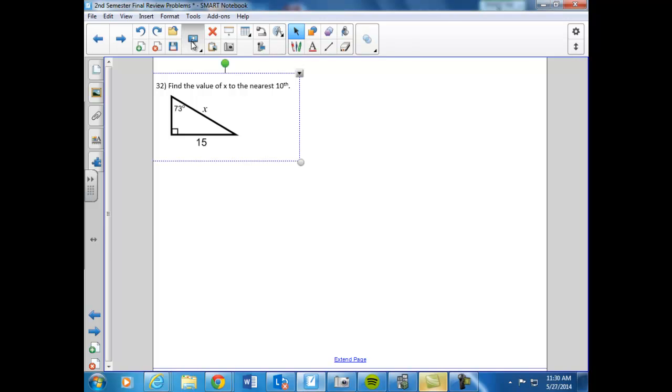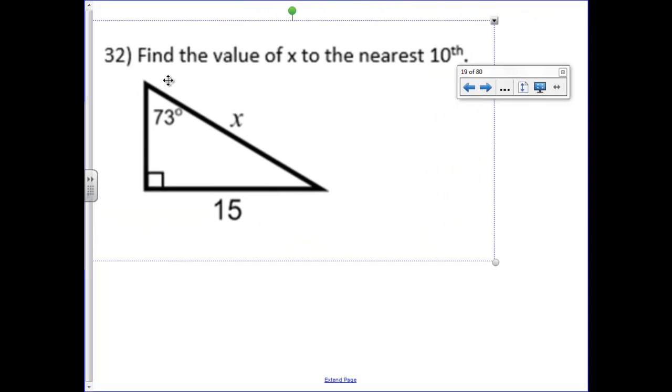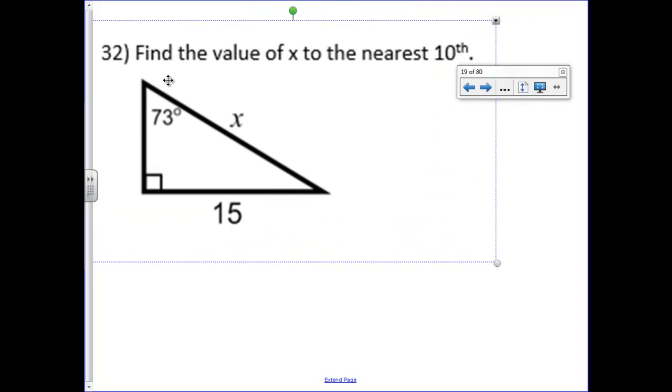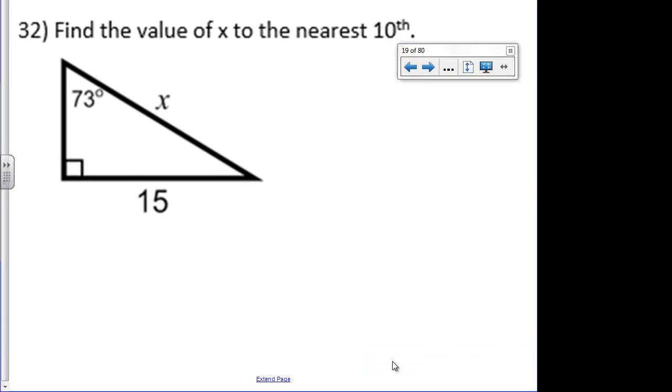Okay, number 32 is similar to number 31. We have to use trig to solve the triangle. So in relationship to the angle that measures 73 degrees, what do I have? I have the opposite and I have the hypotenuse. So I can use the sine. So sine of 73 equals 15 over x.